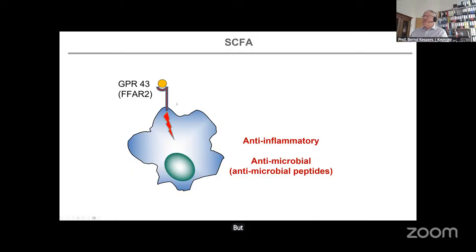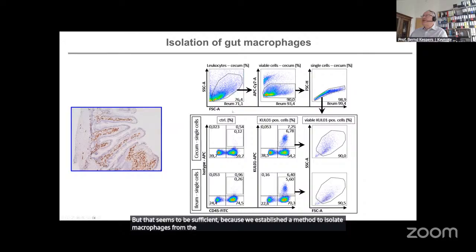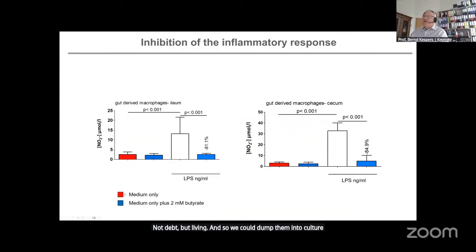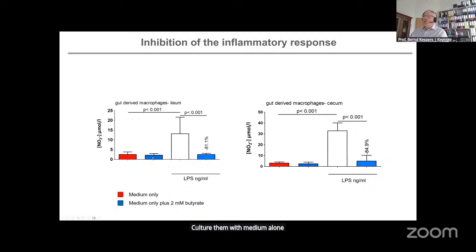But that seems to be sufficient, because we established a method to isolate macrophages from the lamina propria. This is a procedure, I think I don't have to go through it, but we got a very nice population of macrophages, and they were not dead, but living. And so we could put them into culture. And then in culture, we could culture them with medium alone, or we could culture them in the presence of butyrate.